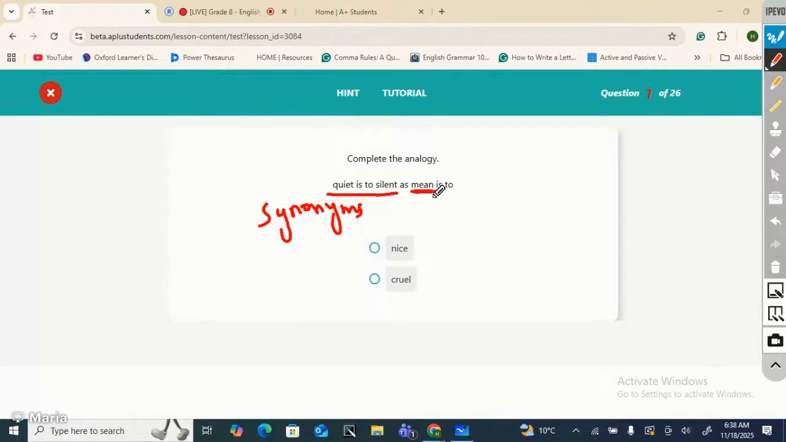Obviously, mean and nice are opposite. Mean and cruel can be synonyms, right? So this is the option. The word cruel, if it is added to this pair of words, completes a relationship between these two pairs. So it completes the analogy.